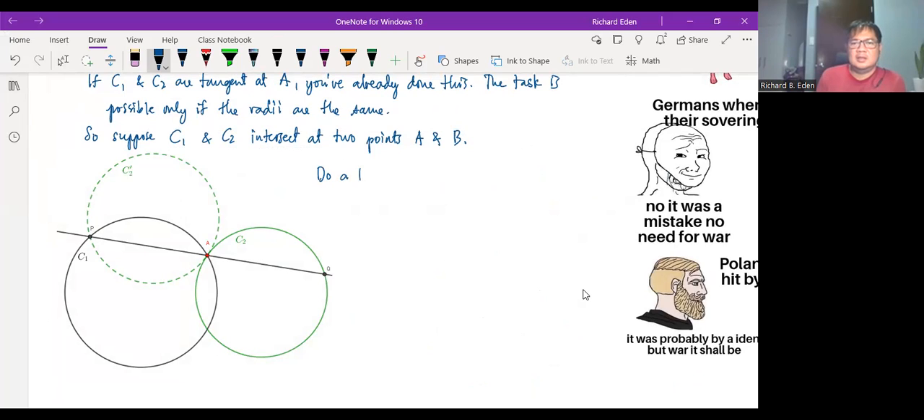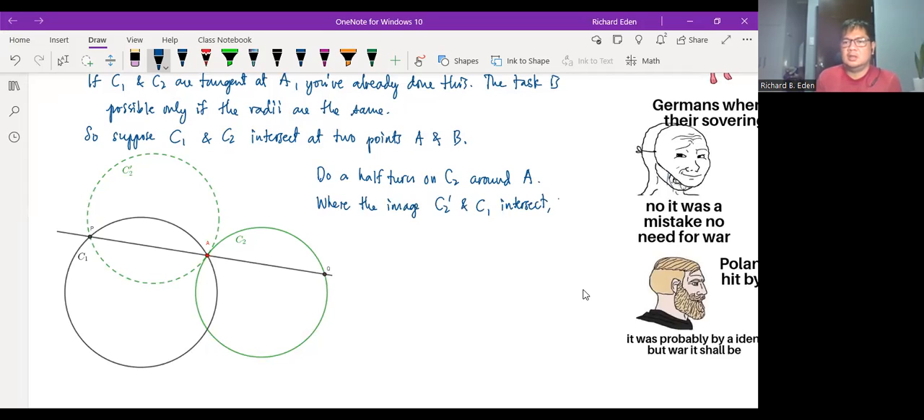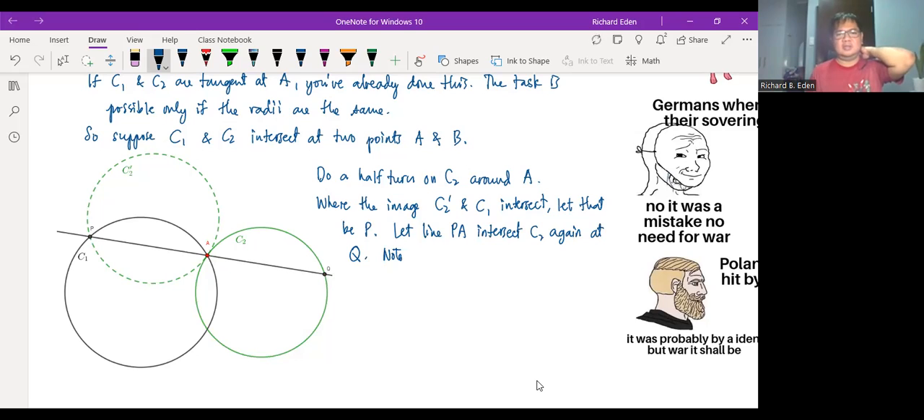Do a half turn on C2 about point A. Where the image, C2 prime, and C1 intersect, let that be P. Let line PA intersect C2 again at Q.